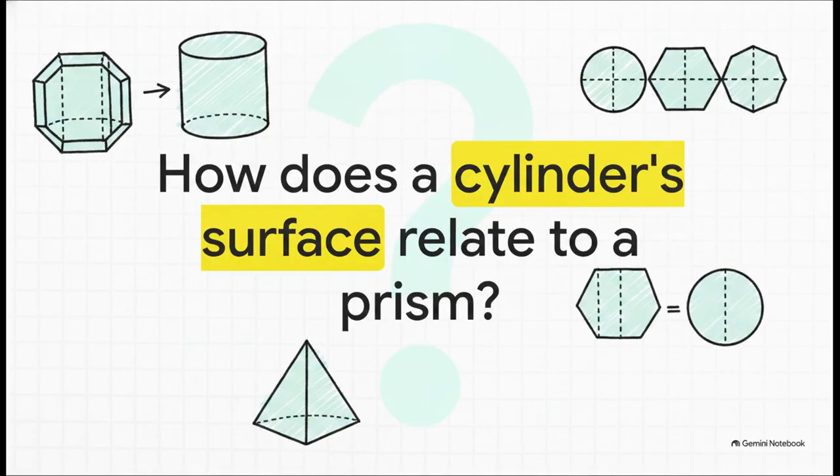Before we wrap up, I want to leave you with something provocative to ponder. We spent a lot of time today seeing how a pyramid logically evolves into a cone when you give its base an infinite number of sides, right? Based on that exact same logic, how do you think a prism relates to a cylinder? What do you suppose happens to the surface area formula of a prism if its base suddenly has an infinite number of sides? Think about that structural relationship.